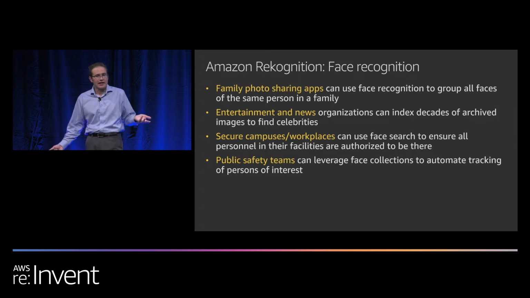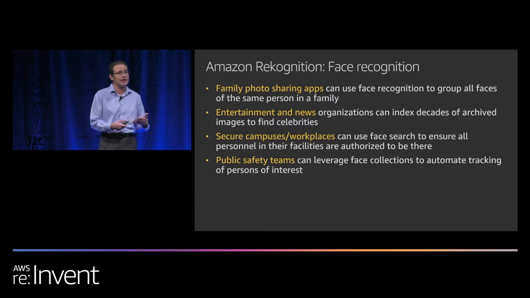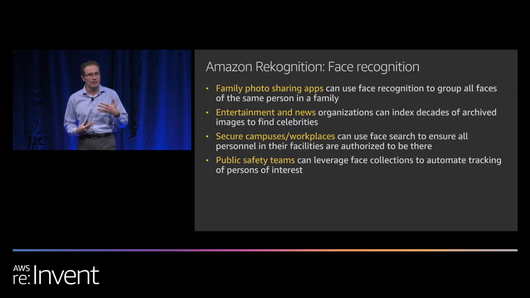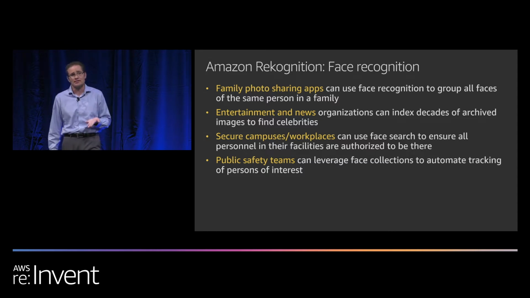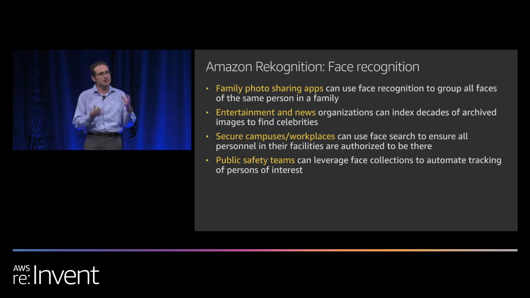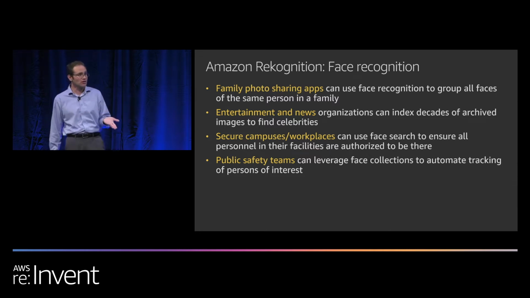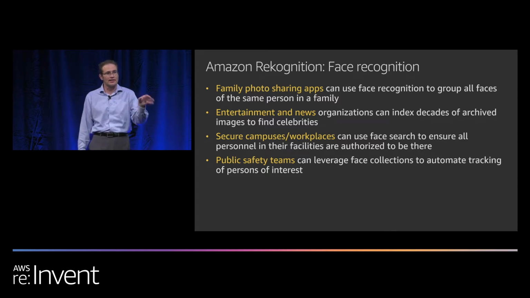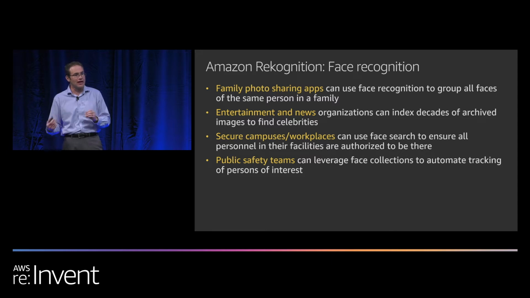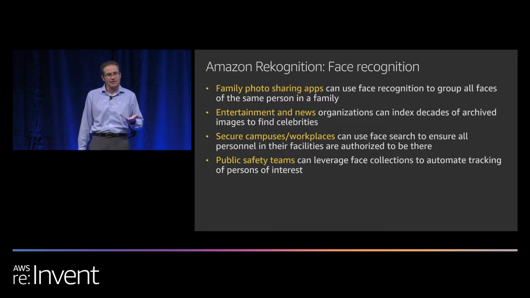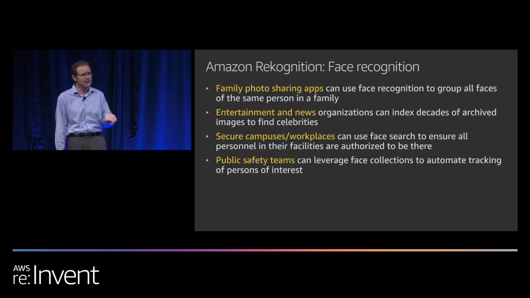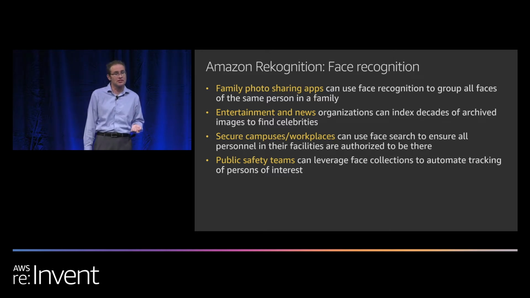So a couple of examples that you might infuse your applications with. Photo sharing apps. If you have an application that's very social, and you want to build in maybe a photo sharing app, you can go in and collect all the different pictures where people show up and make a collection. Also, entertainment and news outlets. They're looking at their old footage and finding where celebrities exist inside of it to bring those stories back to light. Secure campuses and workplaces: you could do real-time scanning of the people walking down certain corridors, and if they're not allowed to be there, alert people, right? And then public safety teams can leverage Rekognition to automate tracking persons of interest.